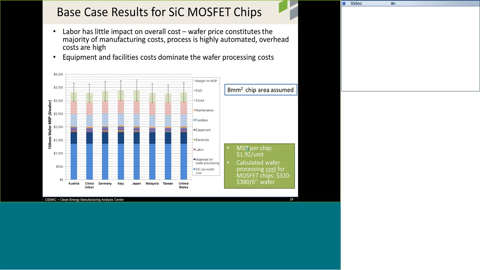Again, they're at 3.3 kV. In the case of the devices, we found that the labor had little impact on the overall cost. Basically, the wafer price was constituting the vast majority of the cost, since this is a highly automated process, followed by equipment and facilities. So for a silicon carbide MOSFET, assuming an 8 millimeter squared area, the chip MSP per chip cost is $1.92.